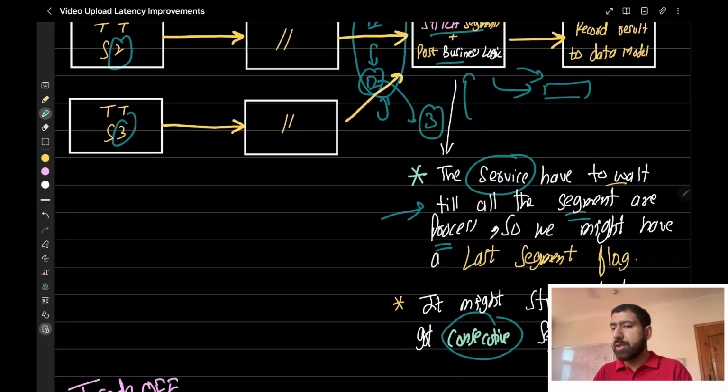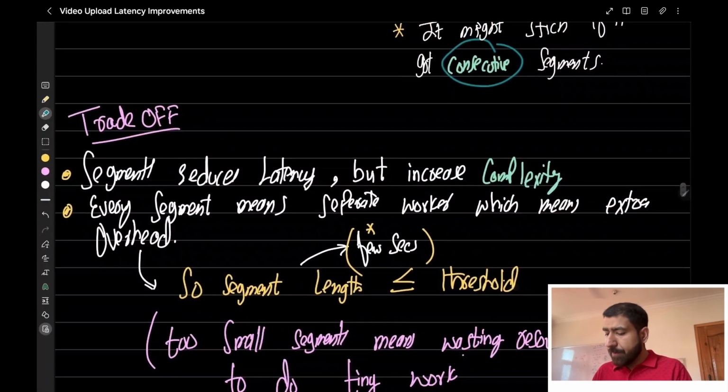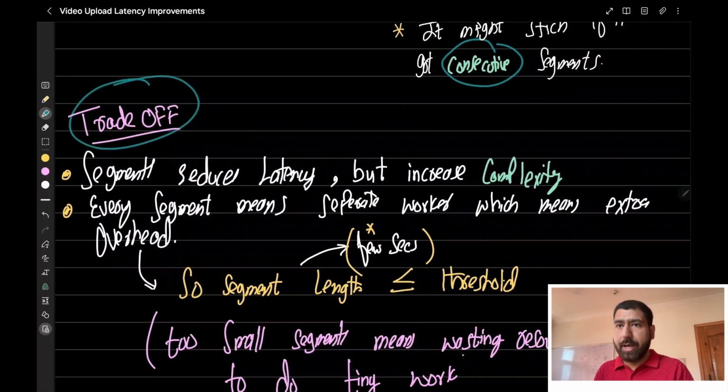They will not wait for all the segments to get into the service. They will start merging if they get consecutive segments. So this is a little bit more detail on how they can actually be doing this. Now let's talk about some trade-offs, as we saw in the previous approach. As we said, if we divide the video into segments, it reduces the latency because every single segment is processed in parallel.